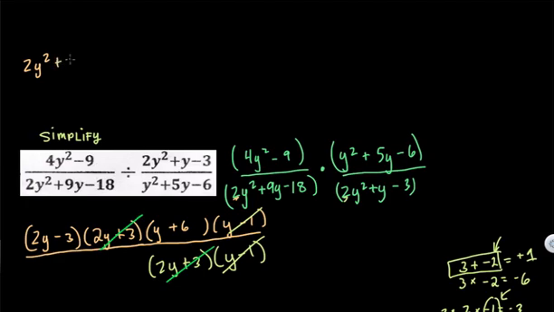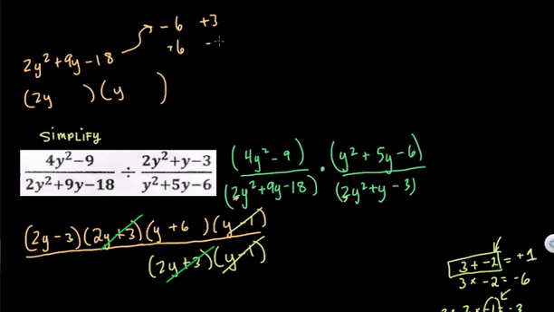2y squared plus 9y minus 18. So again, we're going to set these brackets up. And I'll put 2y and y. Now, I want to look at factors of negative 18 that add up to 9. So what are our choices? Well, we could have 9 times negative 2 or 9 times positive 2. But you might realize right away that that can't help us get to positive 9. So I'll focus more on, let's say, negative 6 and positive 3, excuse me, and let's say positive 6 and negative 3.